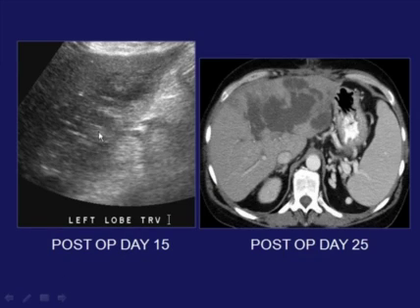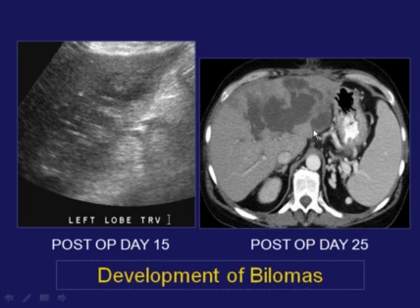On post-op day 15, when we did the imaging, the left lobe of the liver looked somewhat heterogeneous, and 10 days later, these large, low-density collections appeared within the left lobe of the liver, and these are bilomas.